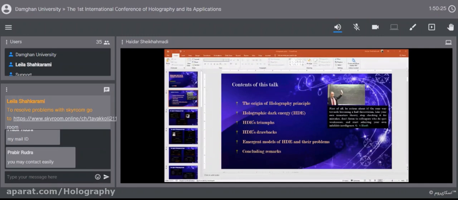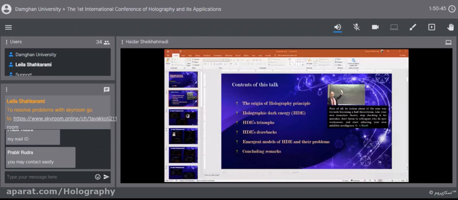In my talk today, I will try to address the origin of the holography principle, its applications as a potential candidate, especially for dark energy, then the advantages and disadvantages of such an interpretation.